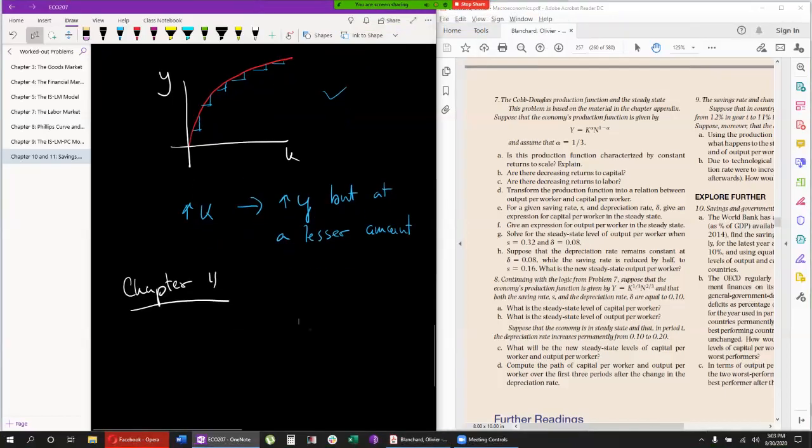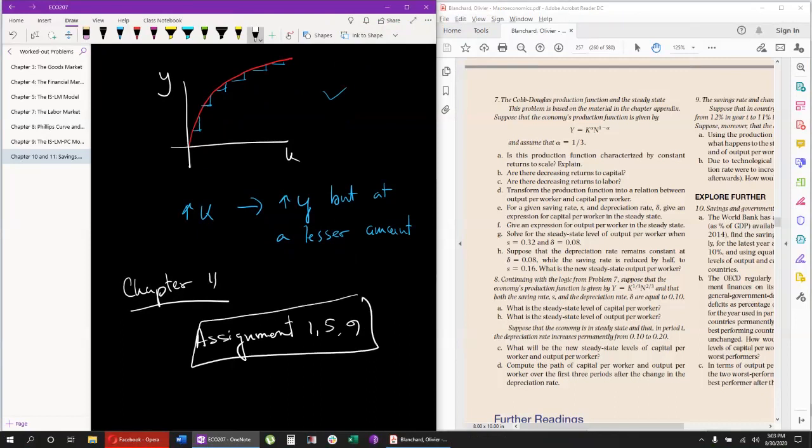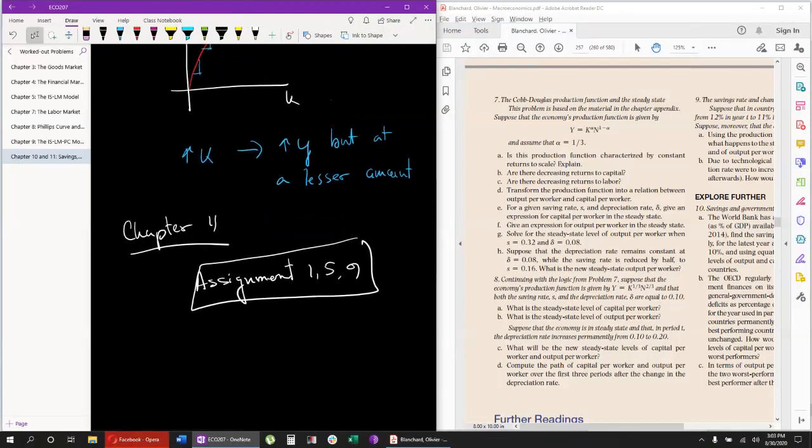Right, in chapter 11, there will be an assignment. So just write that down here. The assignment problems are 1, 5, and 9. Okay, so this 3, 1, 5, and 9. And I'm going to be solving number 7 and 8.